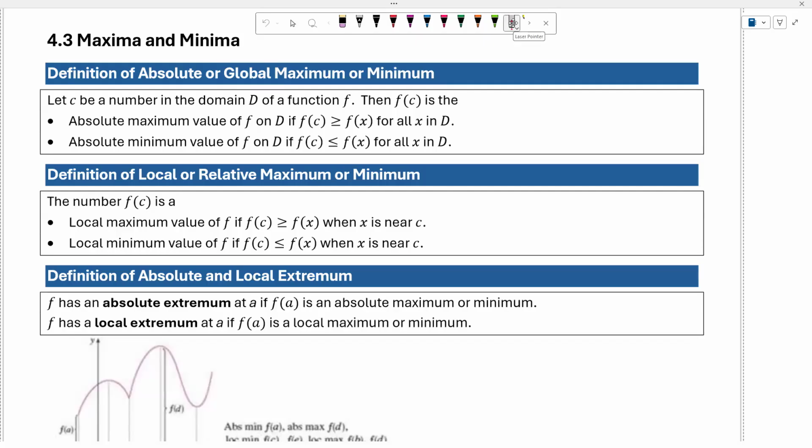We would like to let C be a number in the domain D of a function f. Then f of C, the output at x equal to C, is the absolute maximum value of f on D if f of C is greater than or equal to f of x for x in D. Okay, so in this case, the situation that we may have. Right now, I have a function, okay?